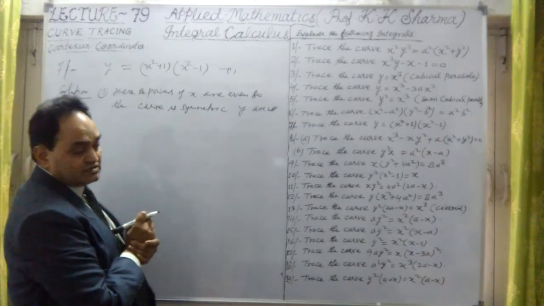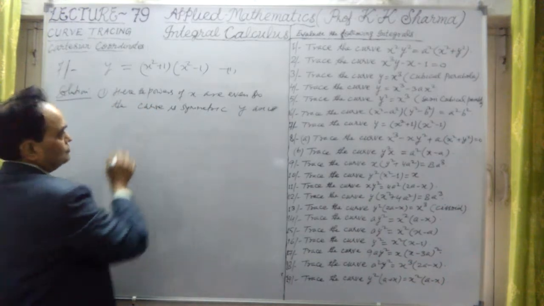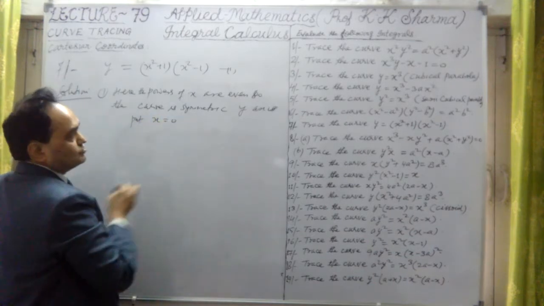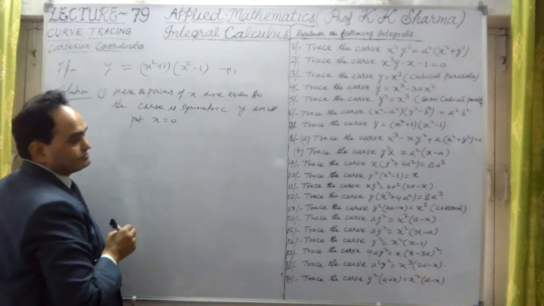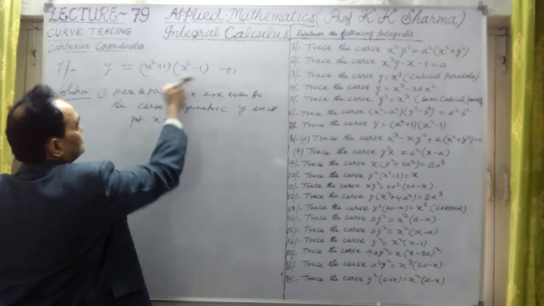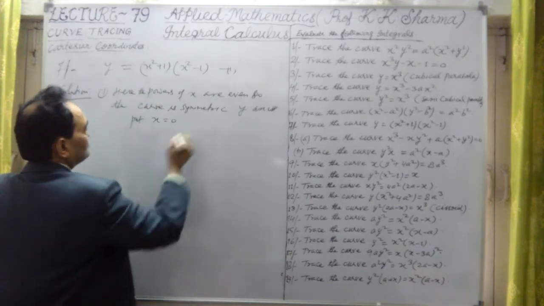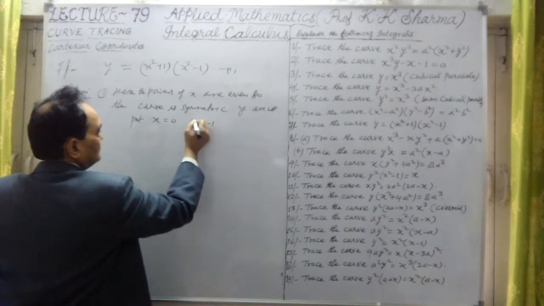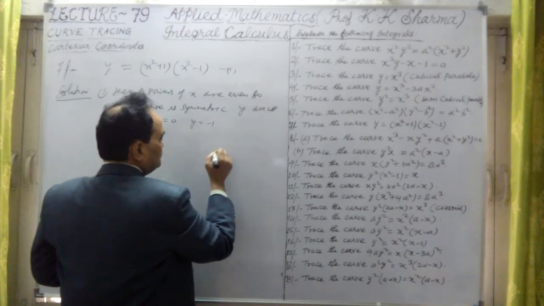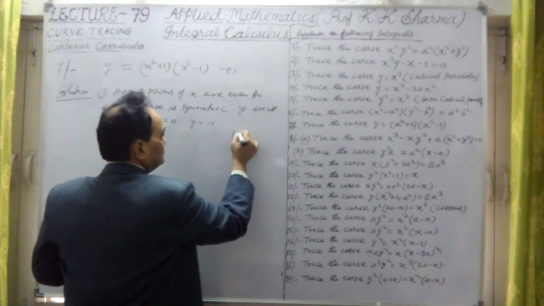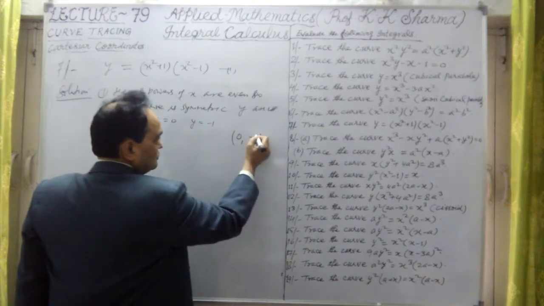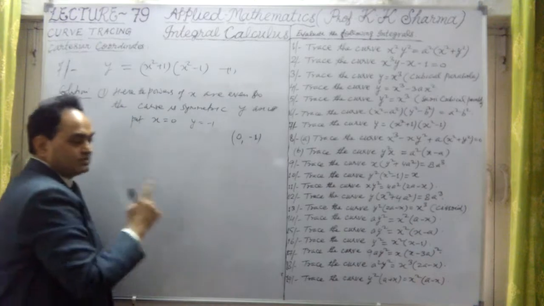If it is symmetric to the y-axis, putting x equal to 0, what do we get? Putting x equal to 0, y equal to minus 1. So y equal to minus 1. So what is the point? It means the curve is passing through the point (0, minus 1), because (0, minus 1) is one of the points through which the curve passes.